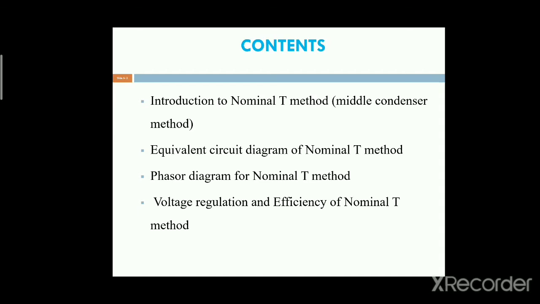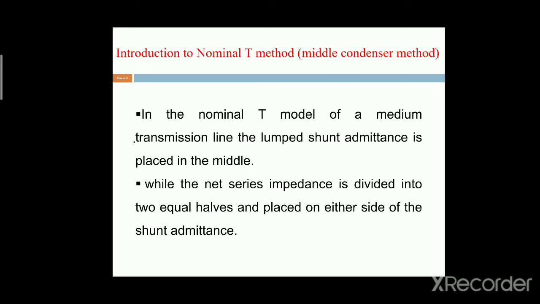We are already well aware of what is meant by voltage regulation and efficiency, and what the formulas are for the voltage regulation and efficiency of the transmission line. These are the topics related to the coming class. First is the introduction to the nominal T method.